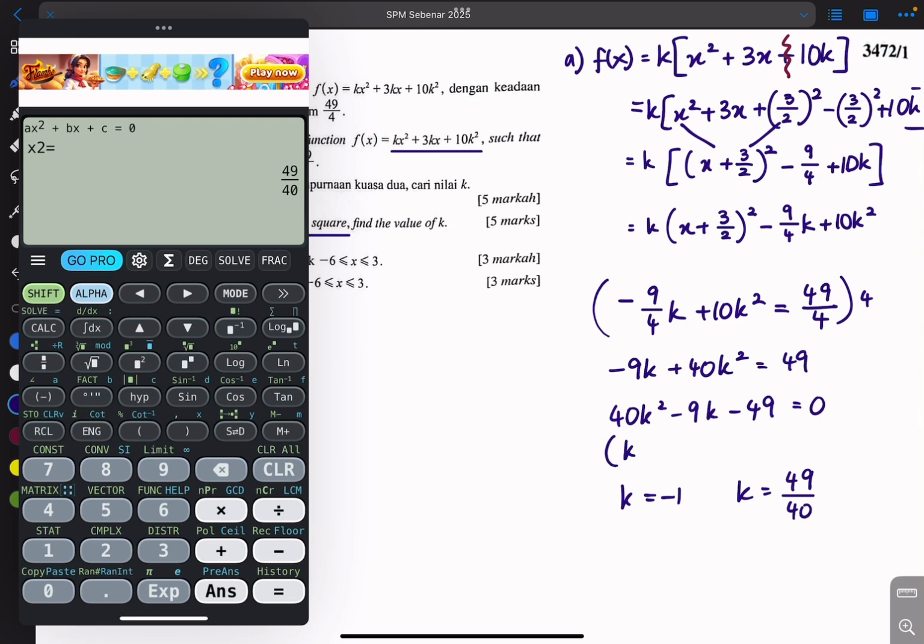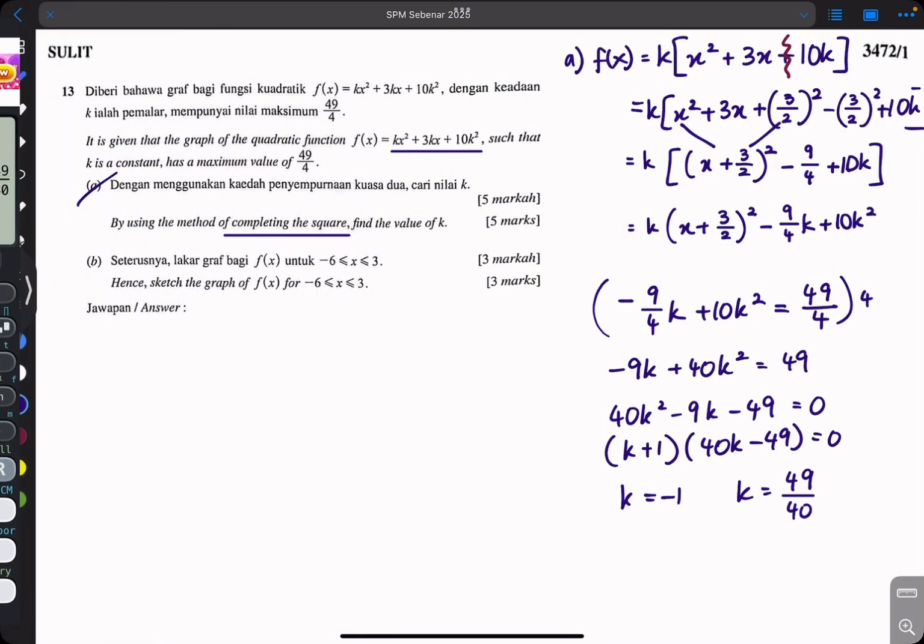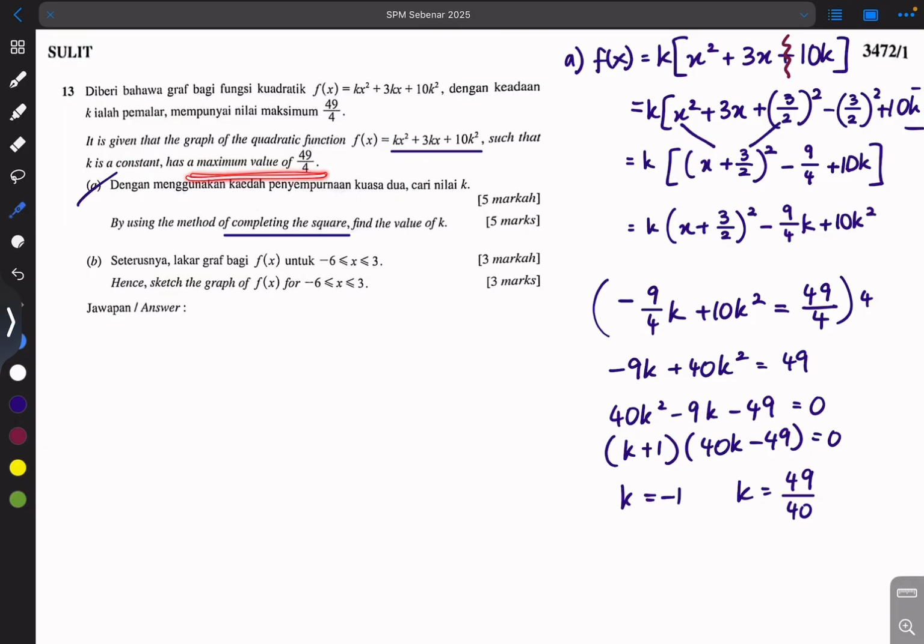So here we put it back into our brackets, minus 49. So k can only take one value, and here they gave us the clue just now. Remember, maximum value means k must be negative. So we have to take this, and we reject this. So k is negative 1. Done, 5 marks.